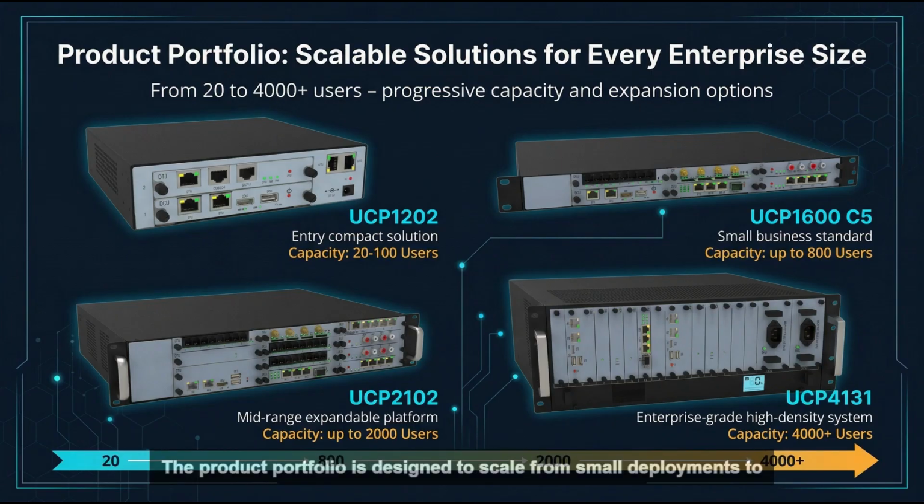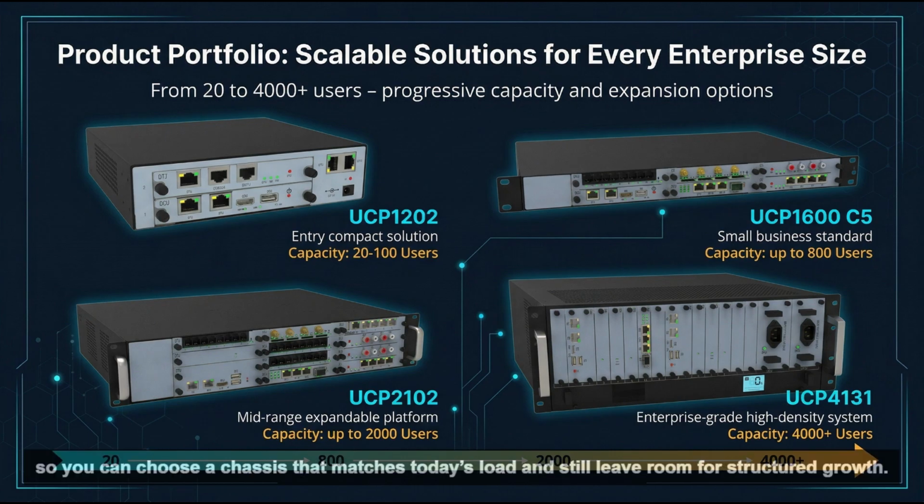The product portfolio is designed to scale from small deployments to enterprise density, roughly from 20 users up to 4,000 plus. The lineup starts with UCP 1202 as an entry compact option, then UCP 800C5 for small business standard deployments. UCP 2102 is the mid-range platform when you need more expansion and interface diversity, and UCP 4131 is the high-density enterprise-grade system. The key takeaway is that capacity and connectivity scale progressively, so you can choose a chassis that matches today's load and still leave room for structured growth.